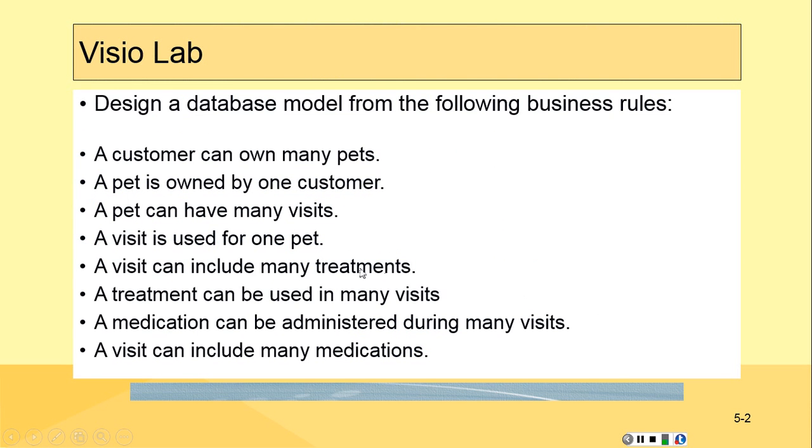Okay, a many-to-many relationship means that you can have one entity that's associated with multiple instances of another entity, and you can also have multiple instances of that entity related to multiple instances of the other entity. Okay, so you have a multiple relationship on both sides. So for example, going back to our rules here, a customer can own many pets. So that means we have one customer with many pets, or could have one customer with many pets, but a pet is only owned by one customer. So each pet is owned by one and only one customer. So that's a one-to-many relationship. So we have one-to-many between customers and pets.